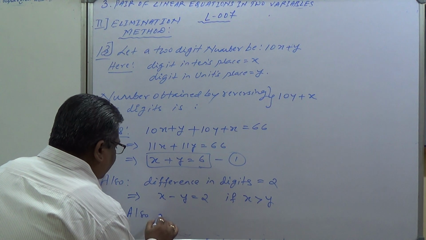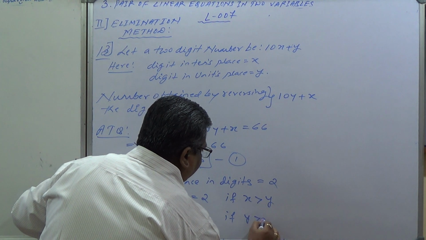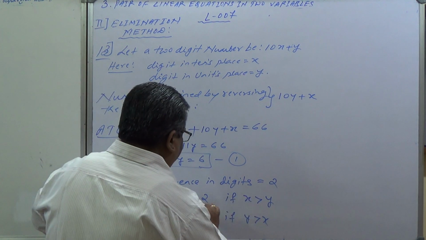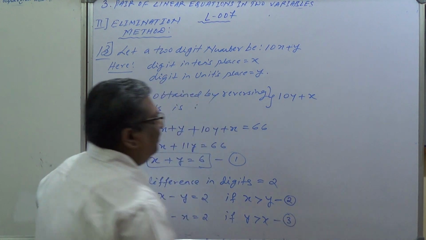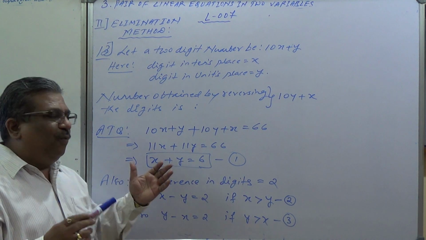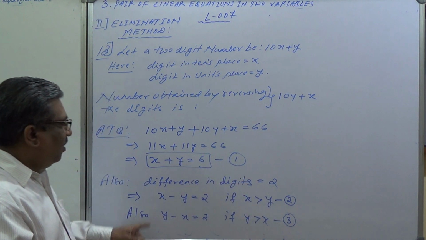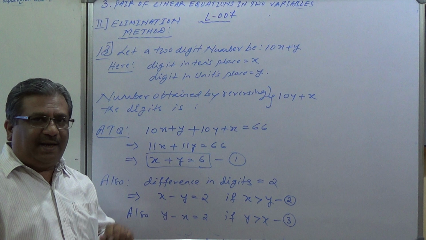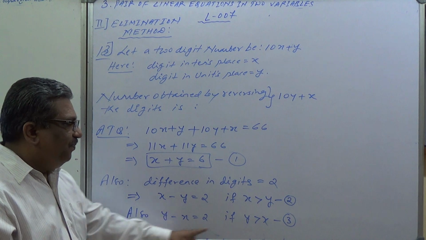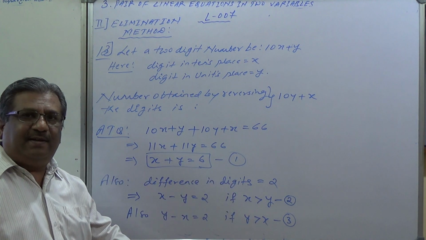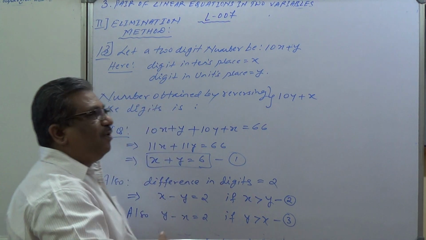Also, y minus x is equal to 2 if y is greater than x. Therefore, I am tagging these two situations as equation number 2 and equation number 3. Now, how to solve? One pair of the equations can be equation number 1 and equation number 2. Solve for x and y and form the number. Another pair could be equation 1 and equation 3. These two pairs can be considered. Find out the values of x and y. So, let us list all the possibilities.